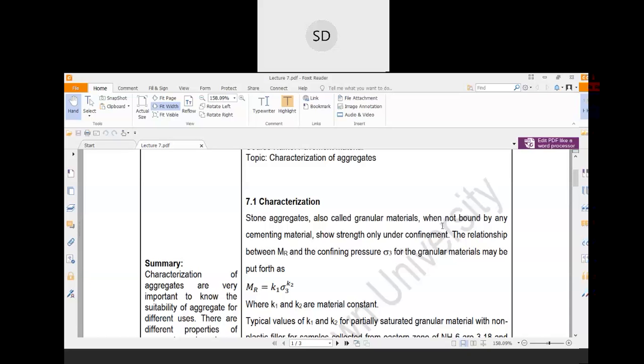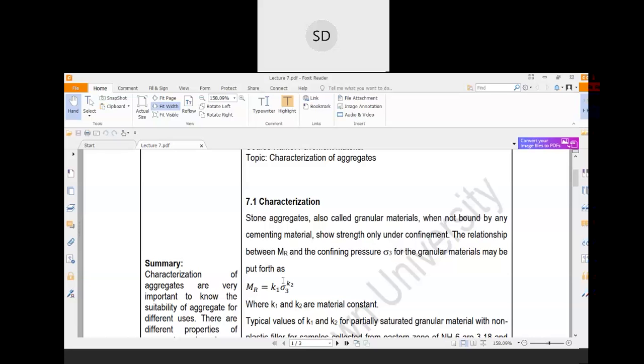Now, consider the relationship of the resilient modulus, MR. As per the definition, resilient modulus was deviatoric stress divided by recoverable strain, which we have already discussed in our previous classes. Now, the confining pressure sigma 3 for the granular material is the key variable. What was the confining pressure? The MR value was found from the dynamic triaxial test, and in the triaxial cell, the water pressure around the soil sample is called the confining pressure, or sigma 3, in other words the minor principal stress.